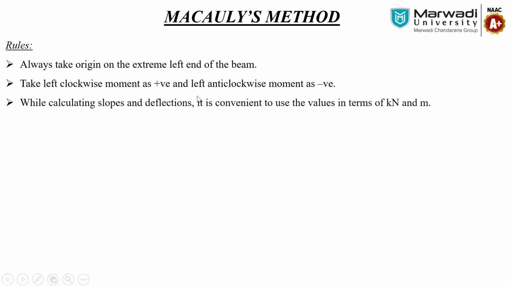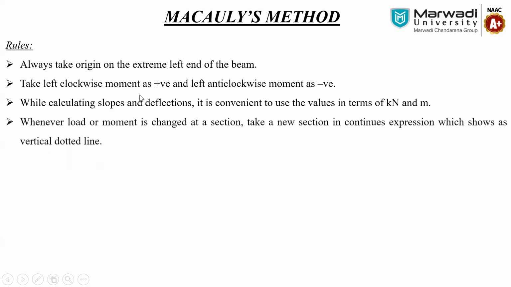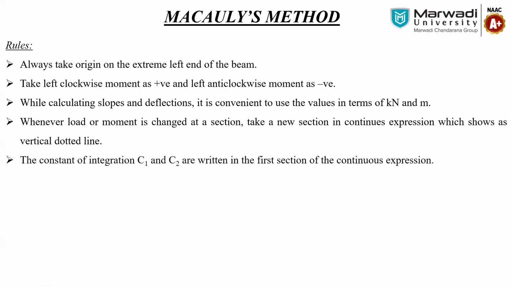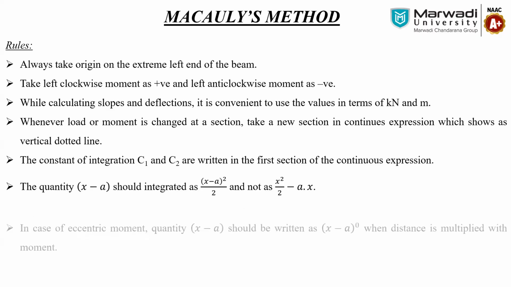While calculating the slope and deflection, it is convenient to use the units of kilonewton and meter. Whenever load or moment changes at a section, we have to consider a new section, which we show as a vertical dotted line. That is the way of representing the different sections in Macaulay's method. The constants of integration, when we do the one or two time integration, are C1 and C2, and we always have to write them in the first part of the equation.